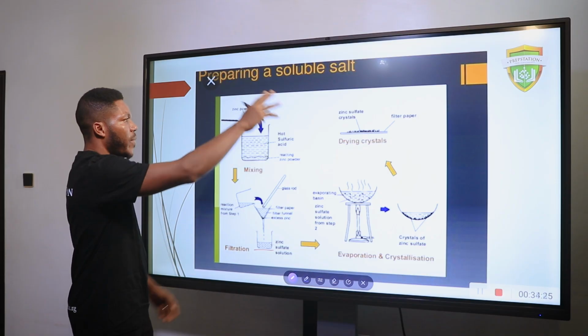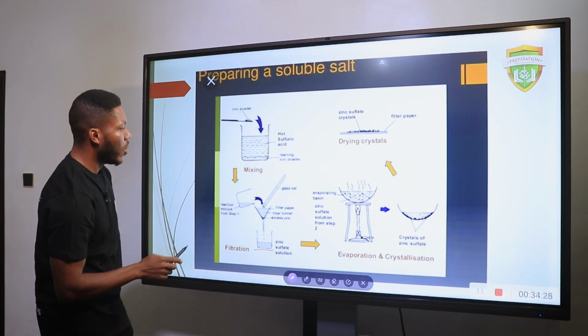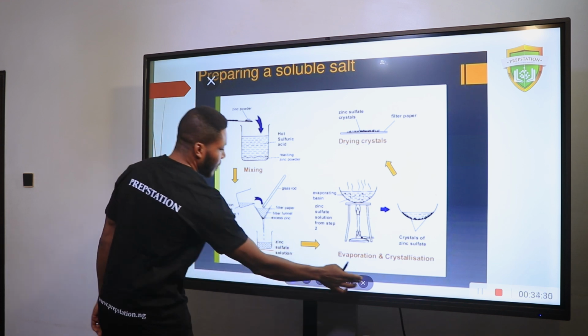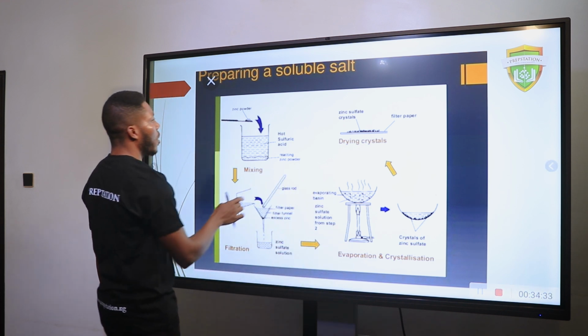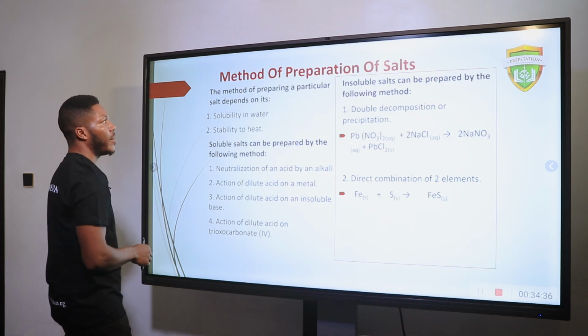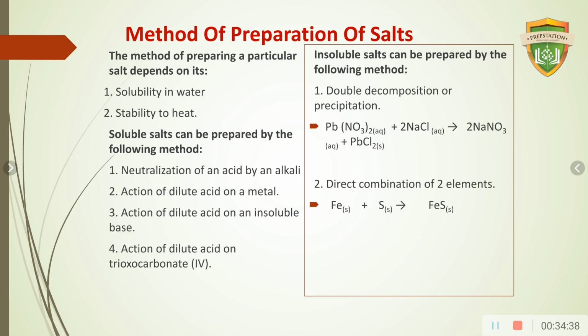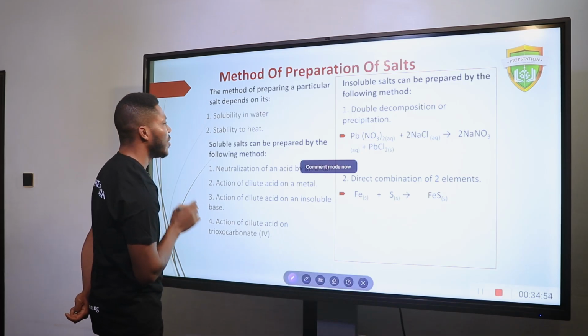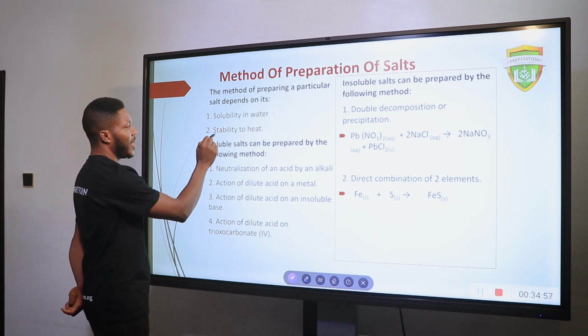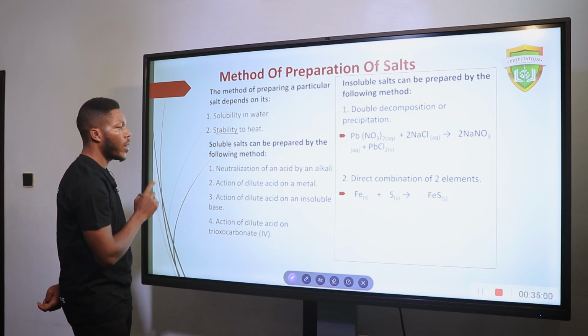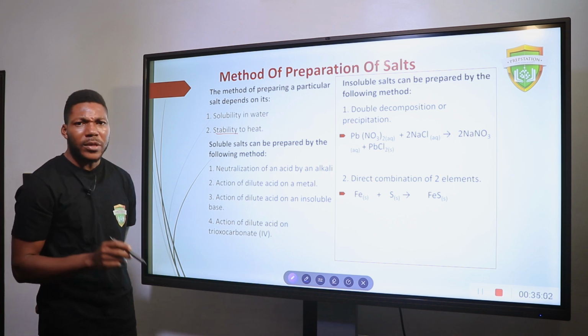So the general method of preparing salt is by the neutralization process. Let's look at other ways in which salts are produced in a laboratory. Salts are produced based on two parameters. The first one is how soluble is that salt in water, and how stable is that salt to heat. So we produce salt based on their solubility in water and also their stability to heat.